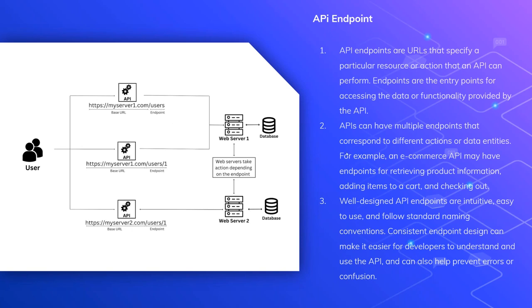Each API can have multiple endpoints that correspond to different actions or data entities. For example, an e-commerce API may have endpoints for retrieving product information, adding items to the cart, and checking out. Adding items to the cart is like a POST request, posting the JSON data to the API so that it will add the items to the cart. And we can have the checkout endpoint where we can check out with the product. Well-designed API endpoints are intuitive, easy to use, and follow standard naming conventions. As I said, we need to use standard naming conventions for the API endpoints. Consistent endpoint design can make it easier for developers to understand and use the API, and it can also help prevent errors or confusion. That's all about the endpoints.